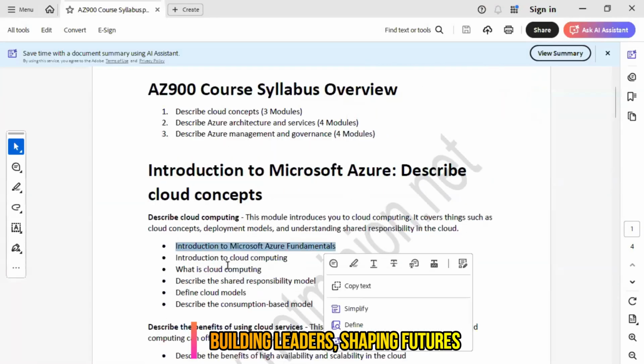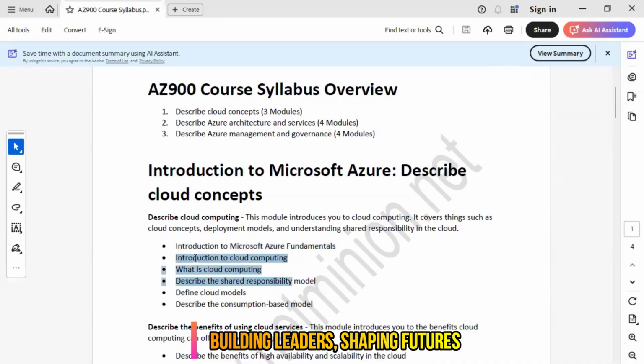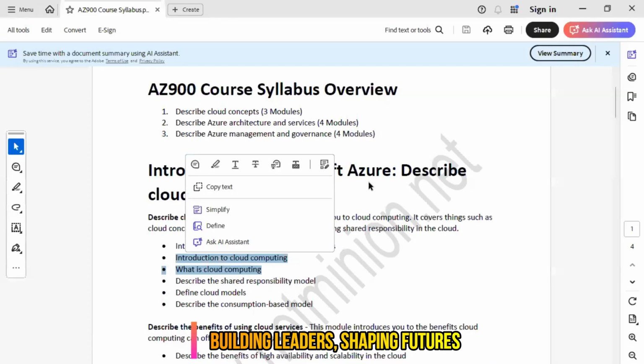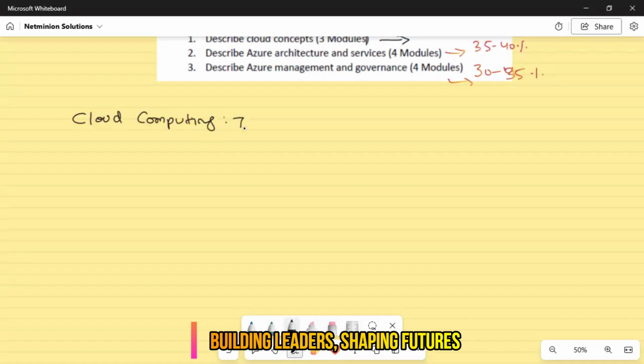Now let's come to the very first thing. I already talked about Azure fundamentals. What is cloud computing? Or introduction to cloud computing, the same topic. Do you have any knowledge about cloud computing? No, I don't have any knowledge. Zero knowledge. It's all right. We need to start from scratch.